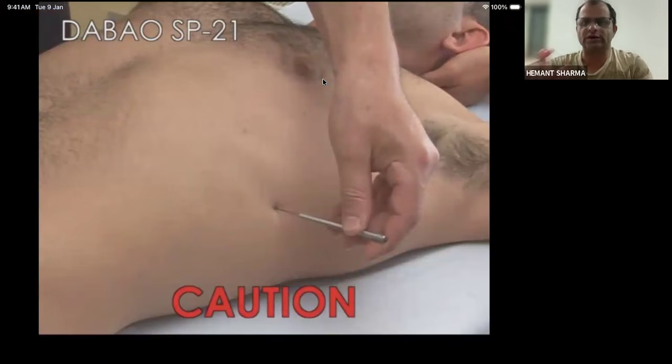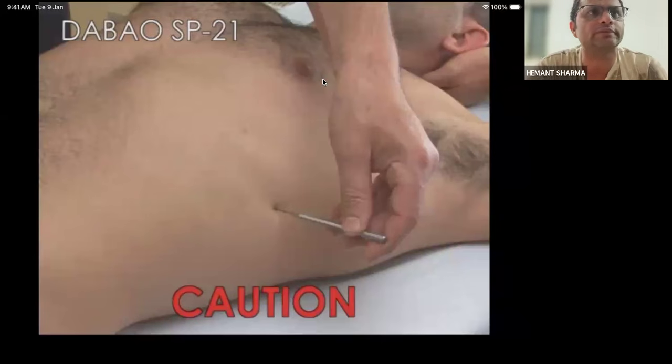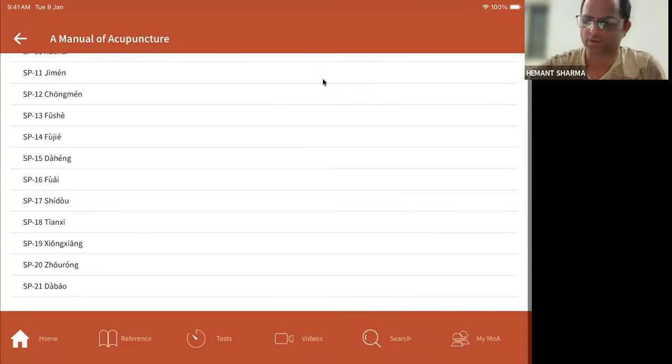Deep needling is contraindicated here because of the chest cavity. Got it? Because of the thoracic cage and chances of puncturing. So this is the great Luo-connecting point. If we do the tapping 21 times on the right side and 21 times on the left side, this is removing all the blockages and opening all the bypass routes.